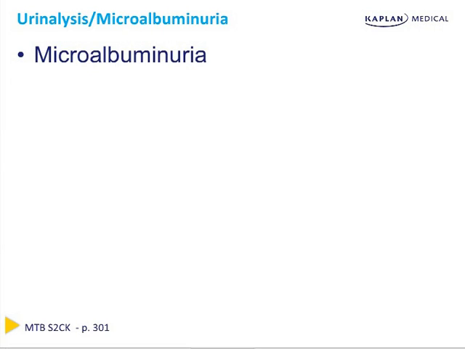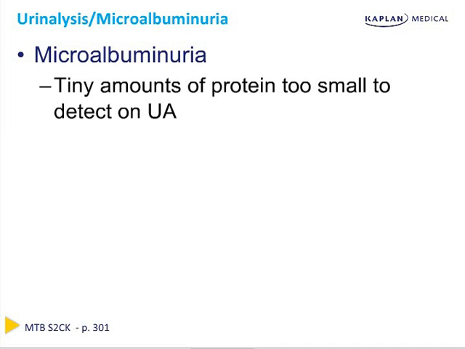And actually, there's a special word for protein in the urine that's too small to be detected on dipstick. We call it microalbuminuria, and we have to order a special test in order to detect it. Microalbuminuria is when the amount of protein lost in the urine is too small to be of any clinical significance. So you won't see the findings of frothy urine, edema, or hyperlipidemia.